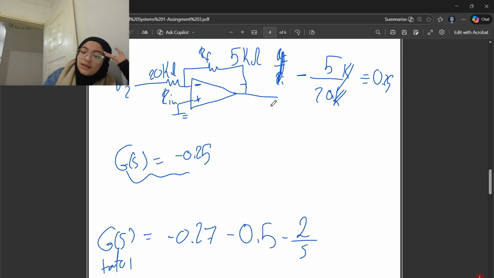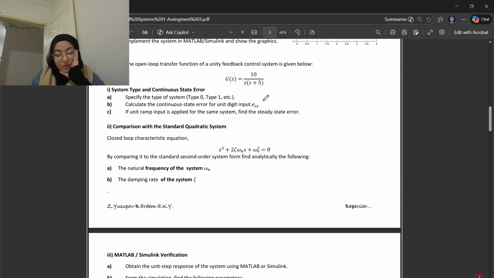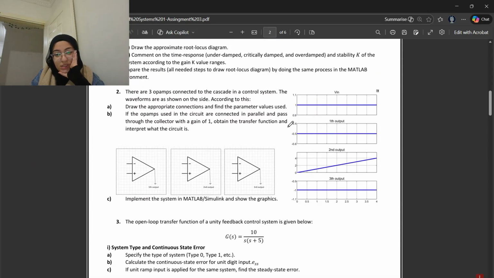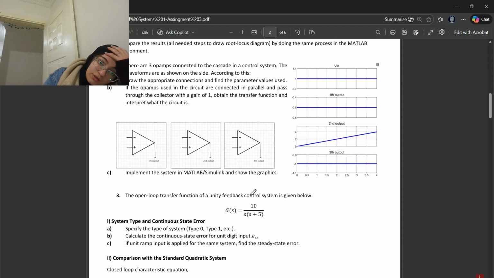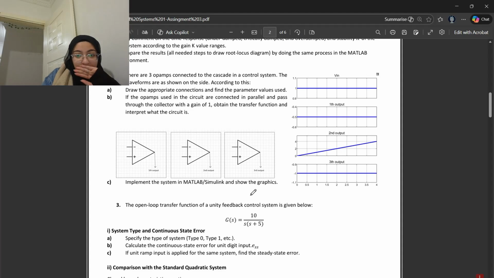Now, how did I choose the parameters of the capacitor and the resistors from the waveform? Okay, I didn't choose them from the waveform, but to match what is given in the waveform here. Okay, now, so obtain the transfer function.